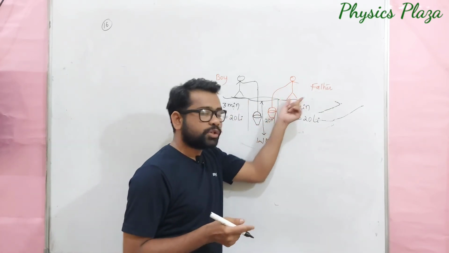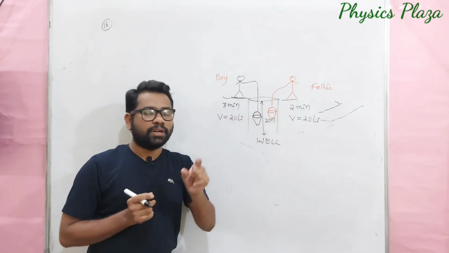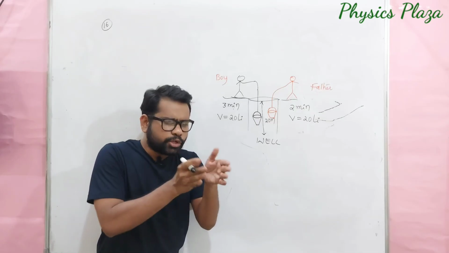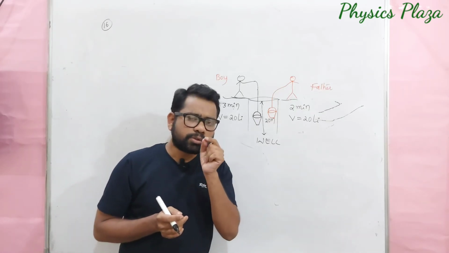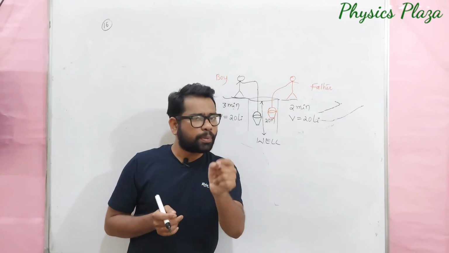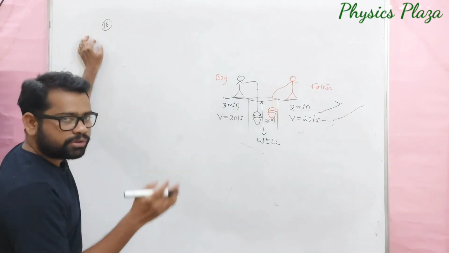The father also does the same thing, but in 2 minutes. Now they are asking us to calculate the ratio of the work done by the boy and the father, and also the ratio of the power spent by the boy and the father. Children, first let us calculate the work done individually.